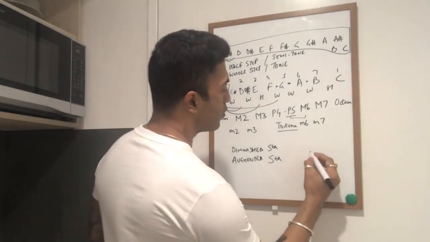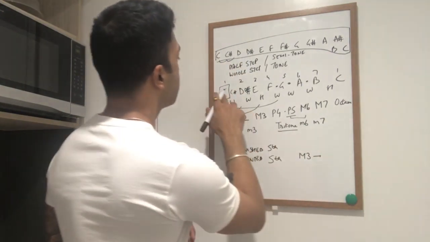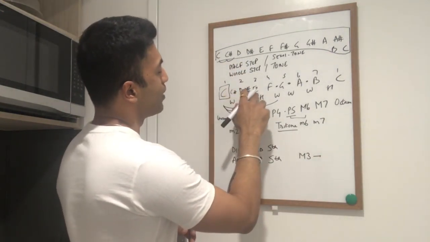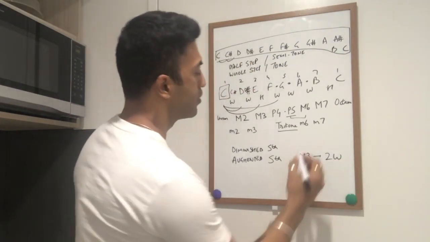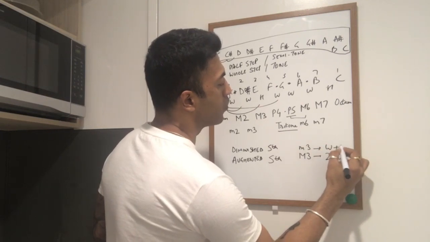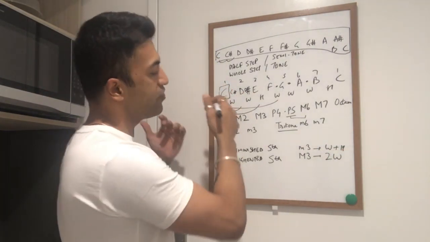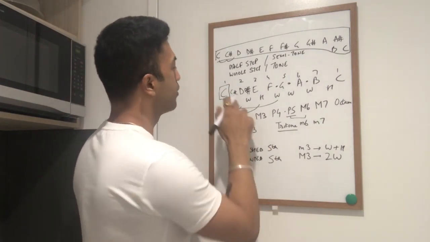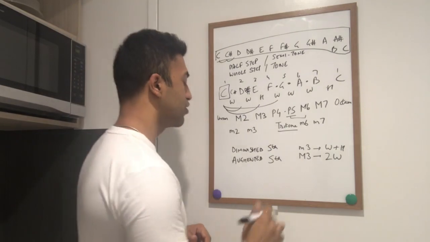The first interval that you need to know is a major third. A major third, a C to an E, is nothing but two whole steps. Similarly, a minor third is one whole step and one half step. So a C to a D sharp or a C to an E flat is called a minor third, which is one whole step and one half step. So these are two intervals that you need to know.